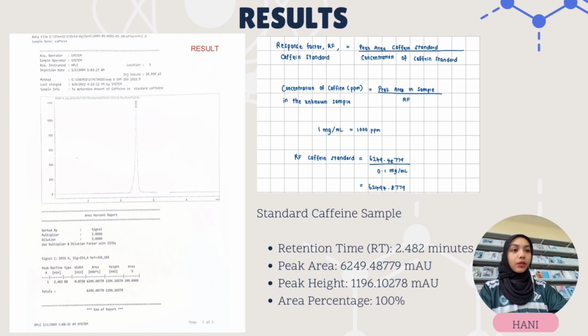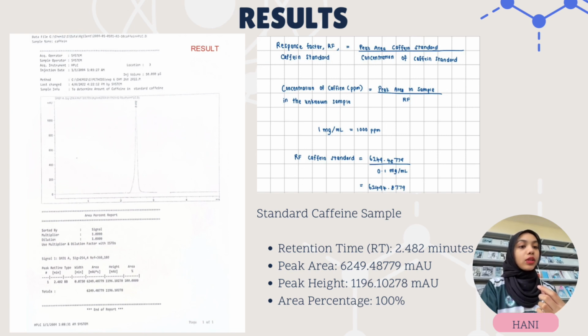For the first sample, we use standard caffeine sample. The retention time is 2.482 minutes, the peak area is 6249.48779, the peak height is 1196.10278, and the area percentage is 100%, or it can be said as pure caffeine reference.